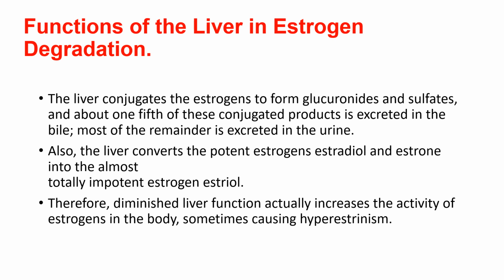Functions of the liver in estrogen degradation. The liver conjugates the estrogens to form glucuronides and sulfates, and about 1/5 of these conjugated products is excreted in the bile. Most of the remainder is excreted in the urine. Also, the liver converts the potent estrogens estradiol and estrone into the almost totally impotent estrogen estriol. Therefore, diminished liver function actually increases the activity of estrogens in the body, sometimes causing hyperestrogenism.